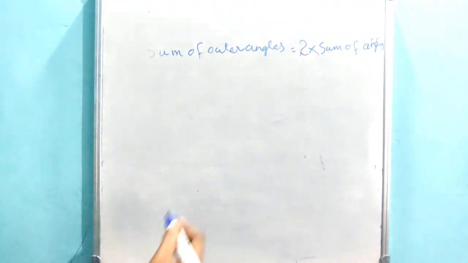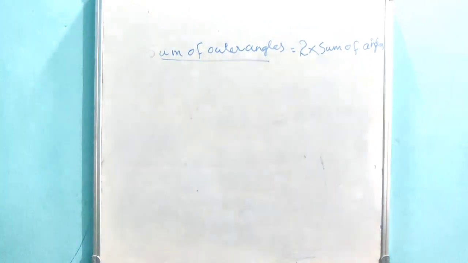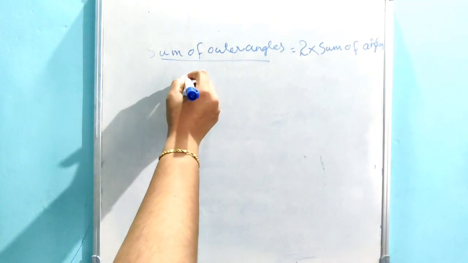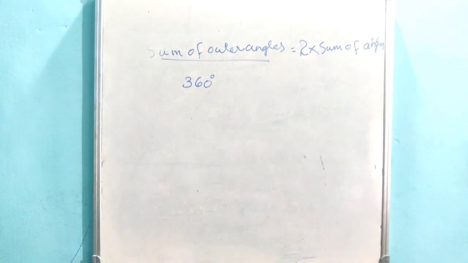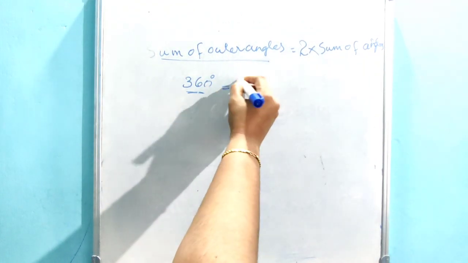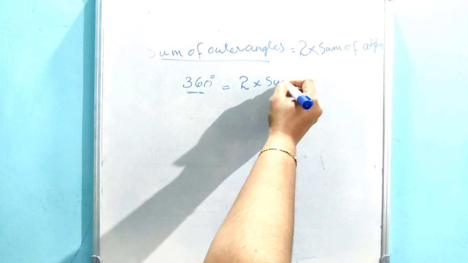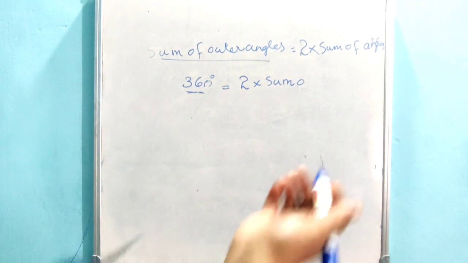Okay, twice the sum of inner angles. Then, how many sides does it have? We know for every polygon, the sum of outer angles is equal to 360 degrees. And for a polygon, if the sum of outer angles is equal to 2 times the sum of inner angles, then how many sides does it have?